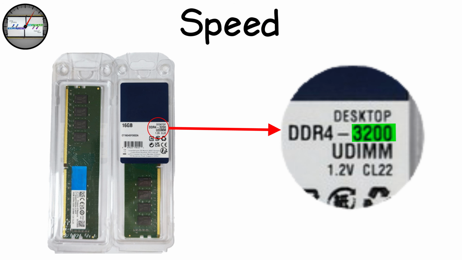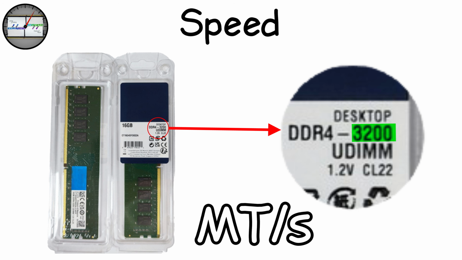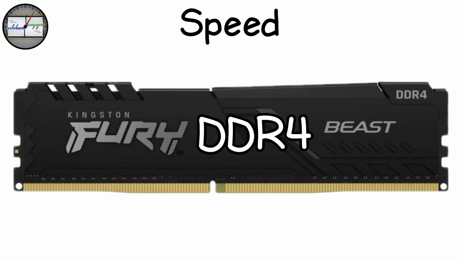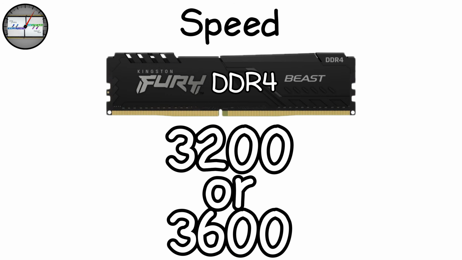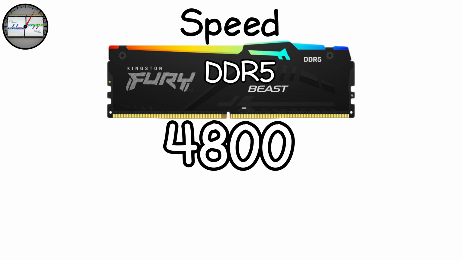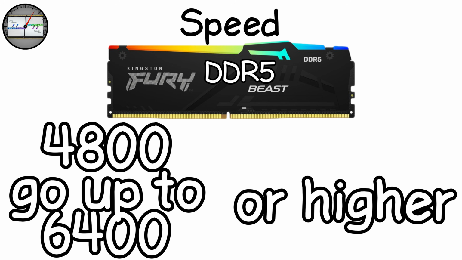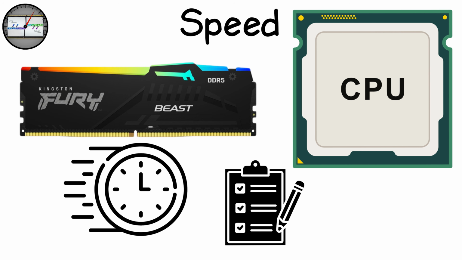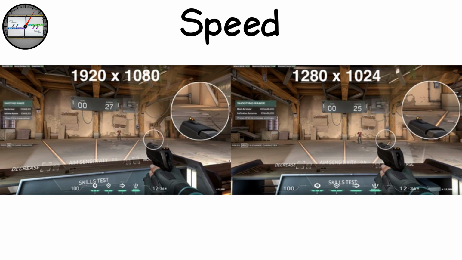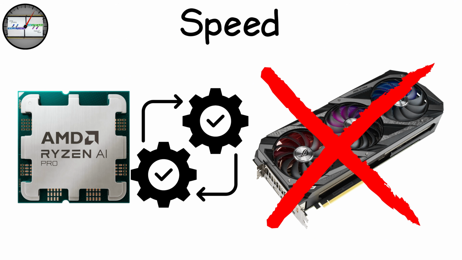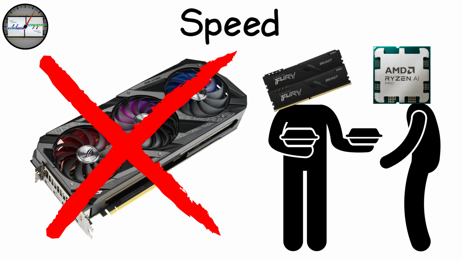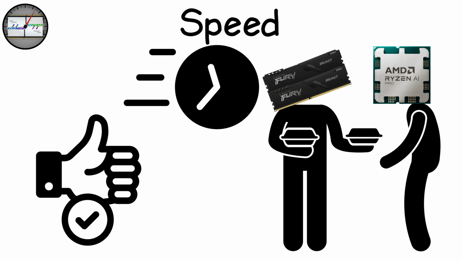The number on the RAM packaging is the megatransfers per second value, which is what matters for performance. For DDR4, common speeds are 3200 or 3600. For DDR5, common speeds start at 4800 and go up to 6400 or higher. Faster RAM helps most with CPU-intensive tasks, games running at high frame rates or low resolutions, and systems using integrated graphics. Integrated graphics share your system RAM instead of having dedicated video memory, so they benefit significantly from faster RAM.